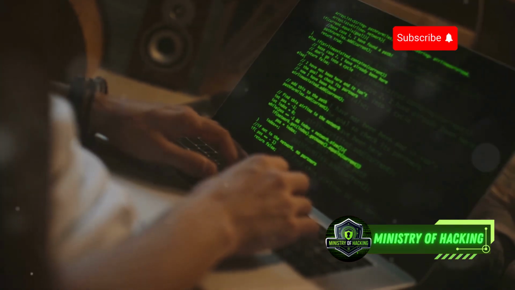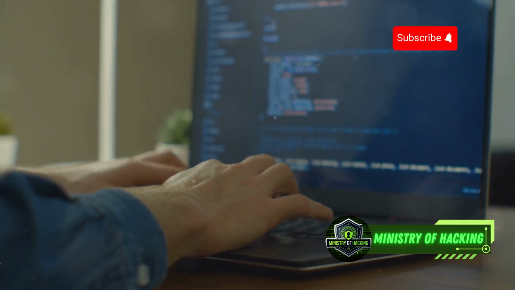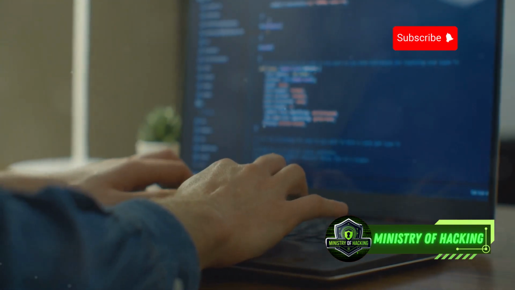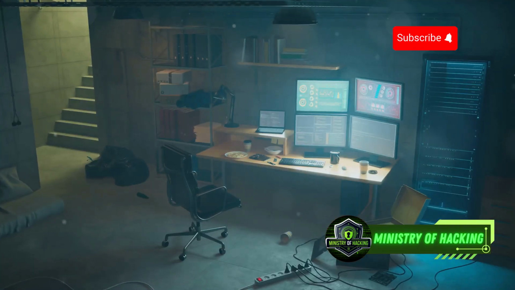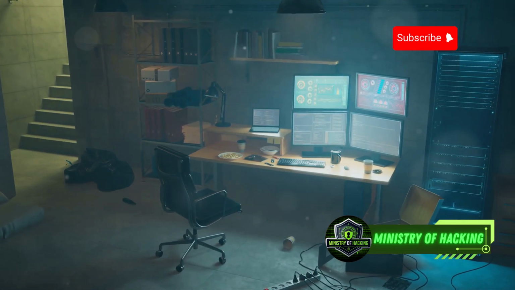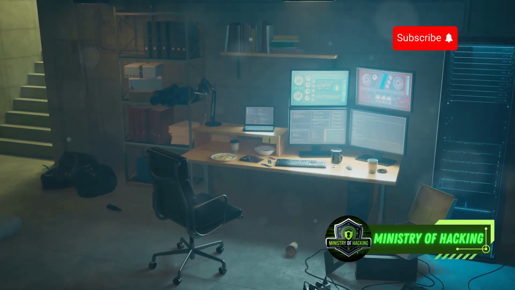But what if I told you that hacking, in its purest form, is about knowledge? It's about the pursuit of understanding, the quest to uncover the hidden mechanisms that power our digital world. It's about understanding the intricate workings of computer systems and using that knowledge for good. Ethical hacking transforms this knowledge into a force for protection and security.